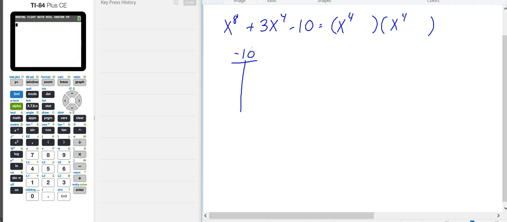Factors of -10 that add up to +3. Factors of -10 are 1 and -10, -1 and +10, +2 and -5, -2 and +5. Which ones of these factors add up to +3? -2 and +5, so we're just going to plug those in. And this is the answer.